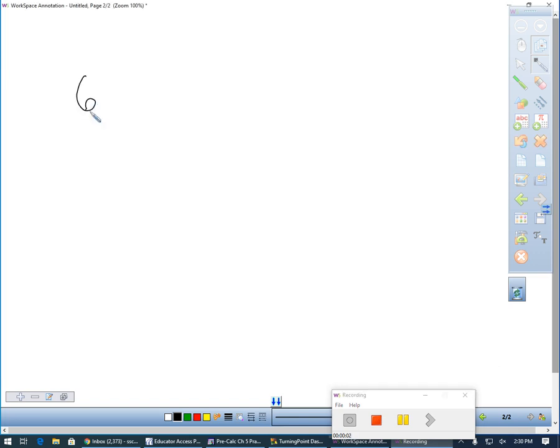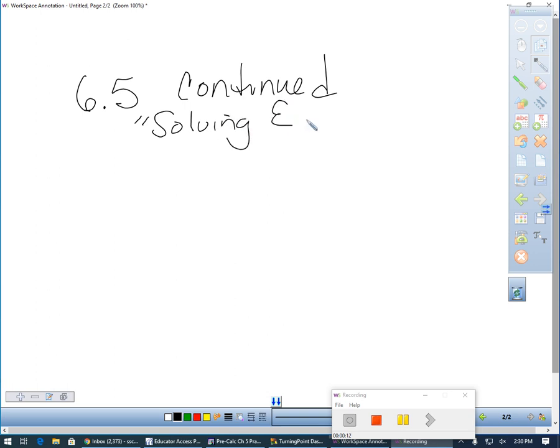We've got 6.5 continued. We are still solving equations today. Everything today is an equation. You're finding an answer. Oh, no, there's square roots. No, yeah, I told you it's still the same section. We're just actually making a little bit more work.